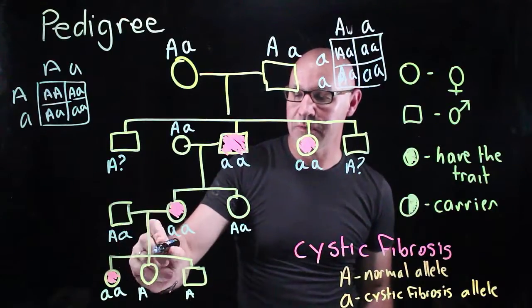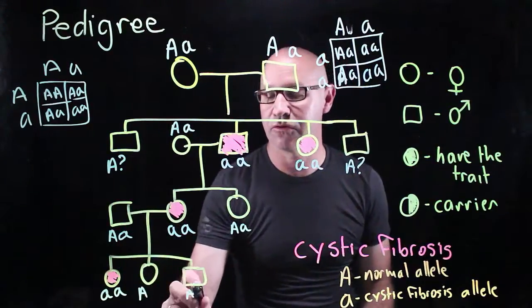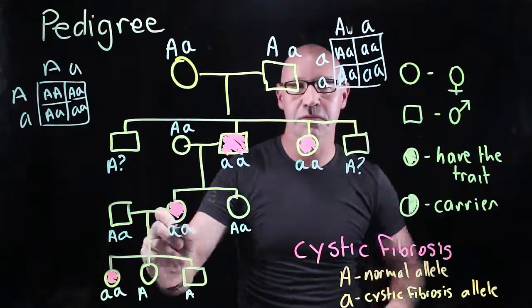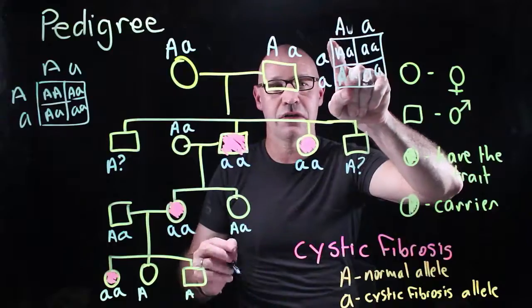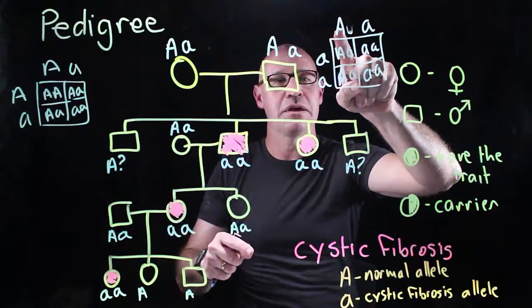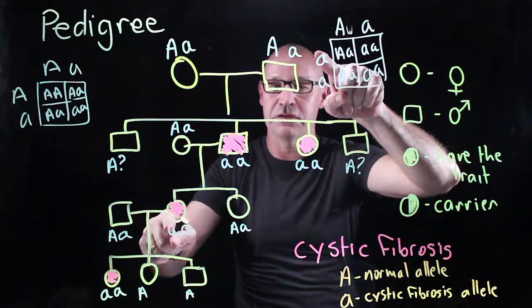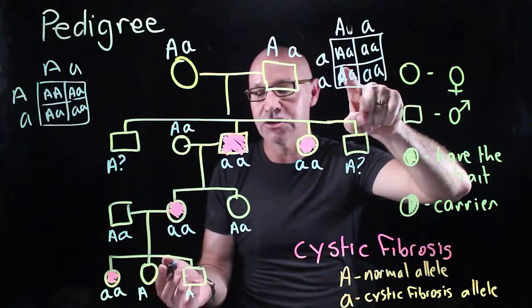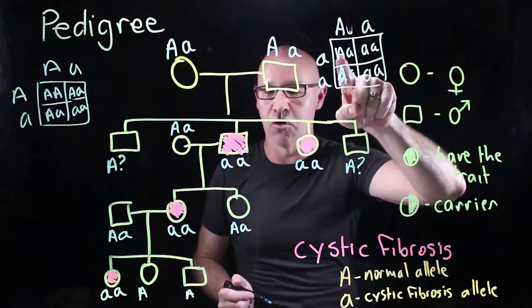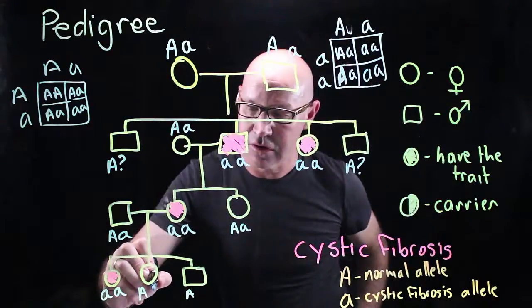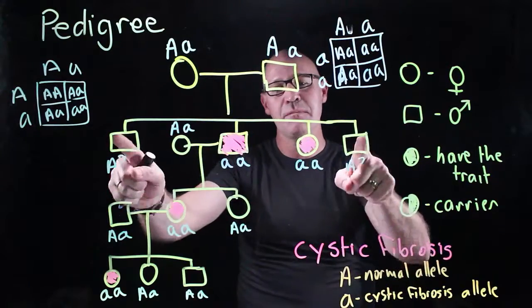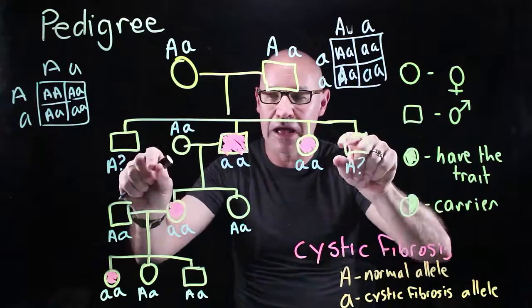Now, can we say for sure whether these two are carriers or not? What's the situation? Have we done this one before? It's this one here, isn't it? So one parent is big A, little a, and one parent is little a, little a. So what are our options? They either have the condition, like this person, or they're carriers. So we've done every single one of them except for these two here, which we just weren't able to determine.